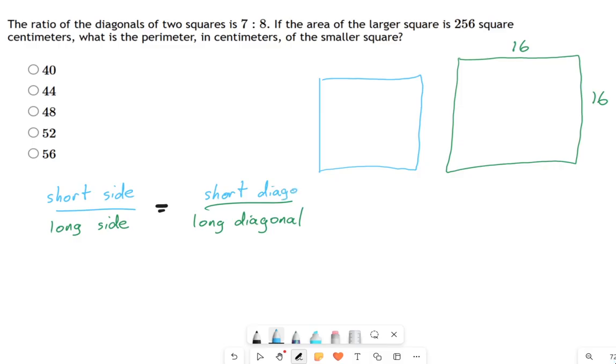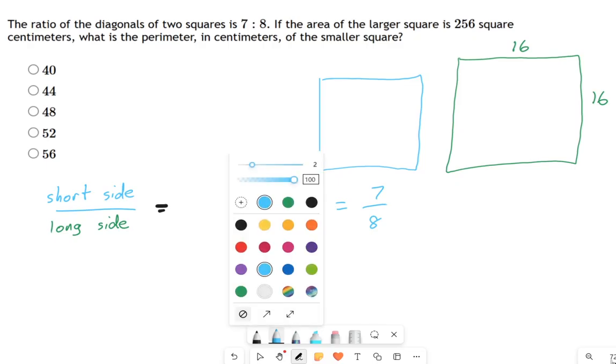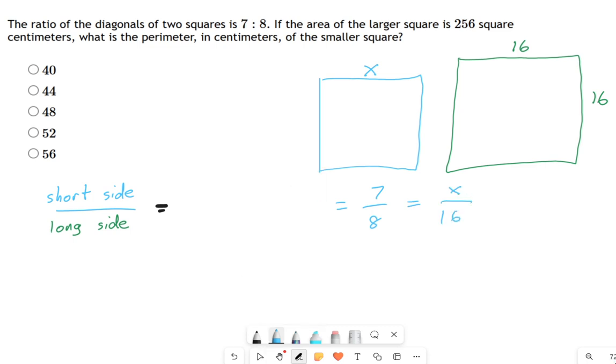Now, the reason I like this way of thinking in terms of side divided by side equals diagonal divided by diagonal is I already know the result is 7 over 8. Okay, so what that tells me is it is okay to stop talking about diagonals because they're in a ratio and they're just going to equal 7 over 8. Then I kind of have my answer just about. Let's call this side x right here, okay? That means x over 16 equals 7 over 8, right?